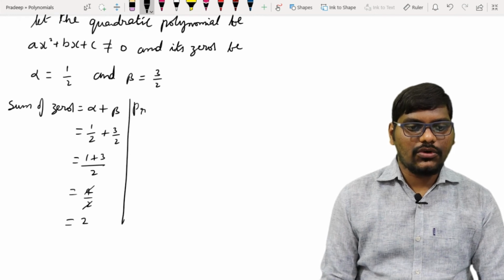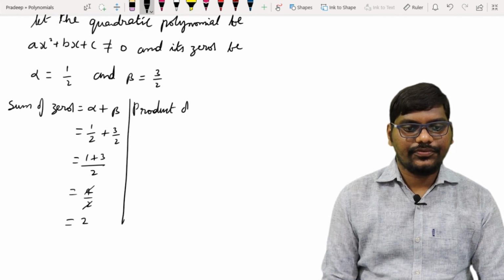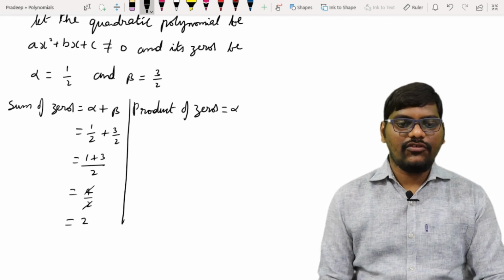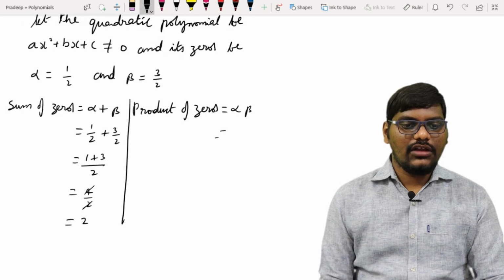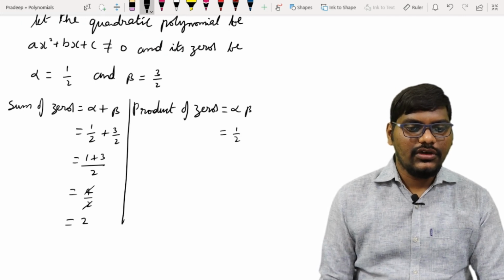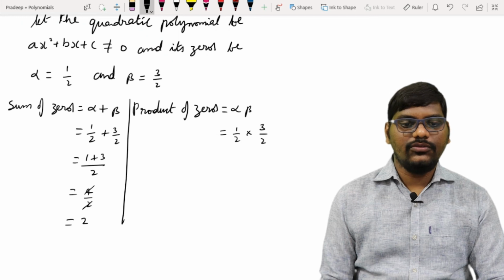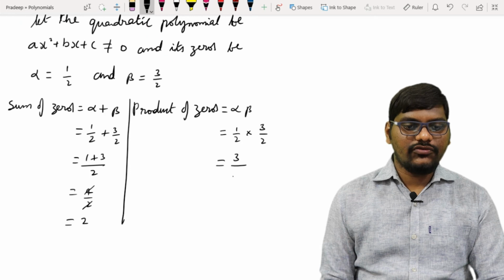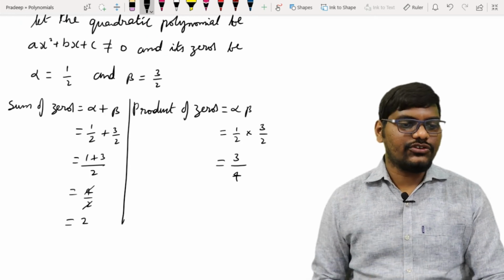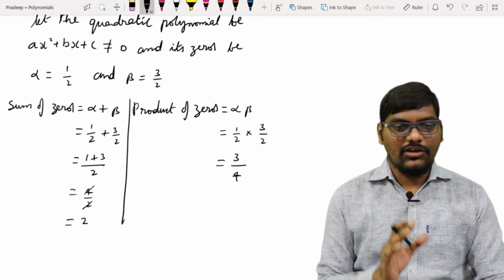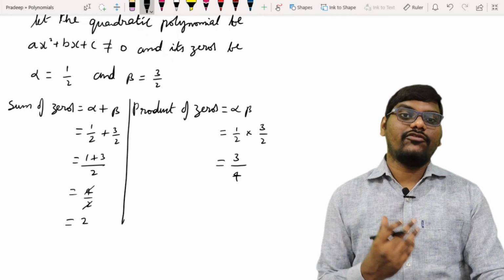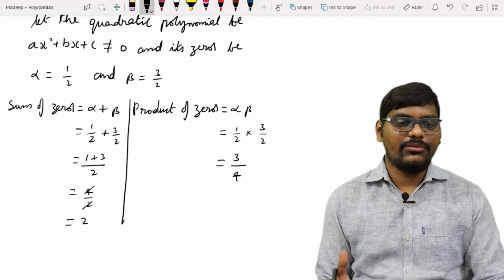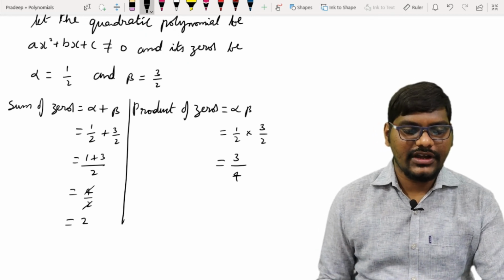So I can write the product of zeros also. Okay, product of zeros in the sense alpha into beta. So alpha is 1 by 2 and beta is 3 by 2. If you multiply this, 1 into 3 is 3, 2 into 2 is 4. So this is the product of zeros. So we got the sum of zeros and we got the product of zeros. That we have to substitute in the form for the quadratic equation when product and sum are given. So that is the form that we'll write and we'll substitute.